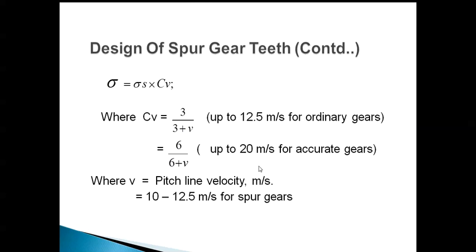And 10 to 12.5 meter per second for spur gears. So normal V will be used where pitch line velocity is 10 to 12.5 meter per second for spur gears. And it should be less than 3 meter per second for cast iron cast gears.